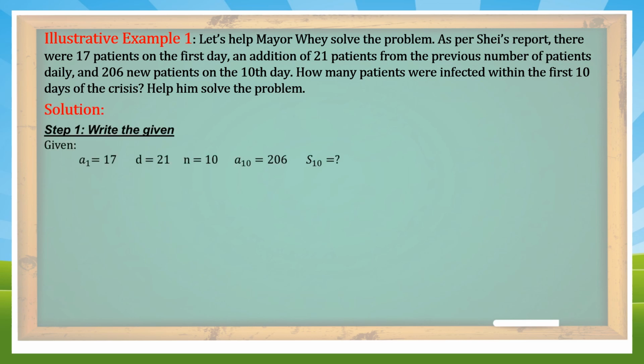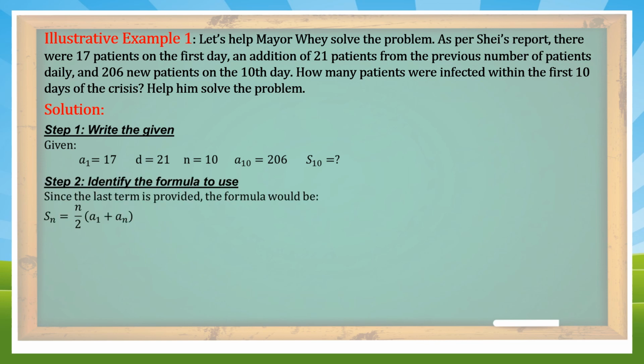Okay, so here's our solution. Isulat muna lahat ng ating mga given. A sub 1 is 17, yung common difference ay 21, at yung ating n ay 10, at yung ating a sub 10 or yung last term ay 206. Okay, so ito, 206. Now, hanapin natin yung s sub 10 or yung sum ng ating mga terms.